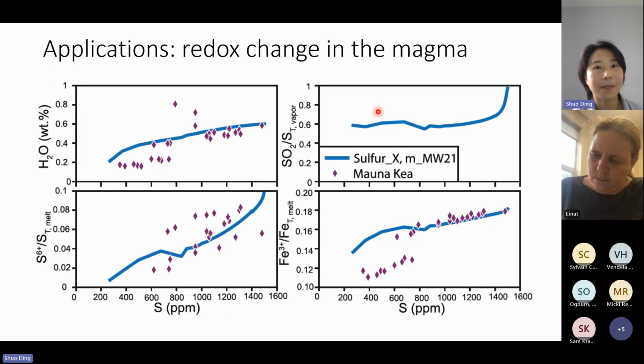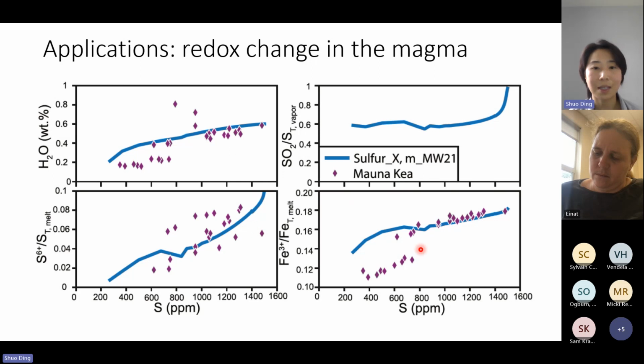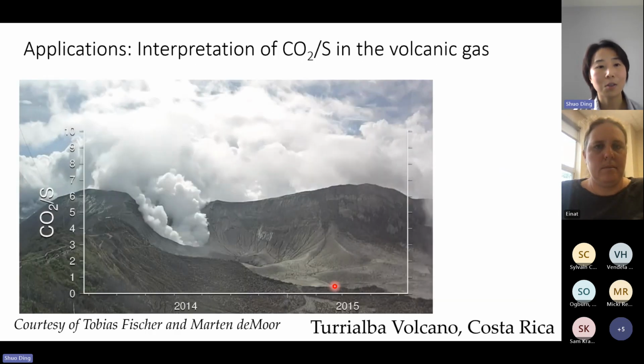Another application is to calculate how the redox of the magma could change along degassing. For example, all these purple symbols are from our melt inclusion data, actually glass data from Mauna Kea. We can see that the ferrous iron ratio in the melt actually decreases. There's a redox change along degassing.